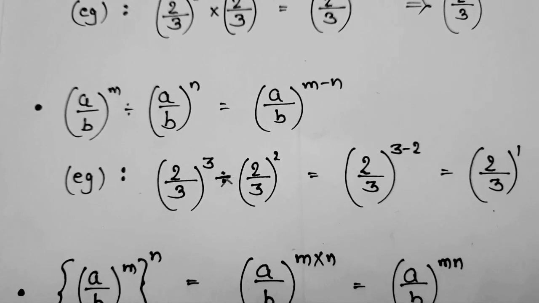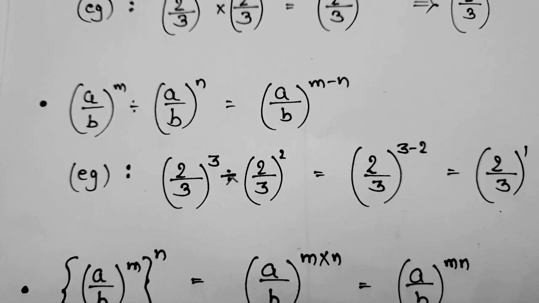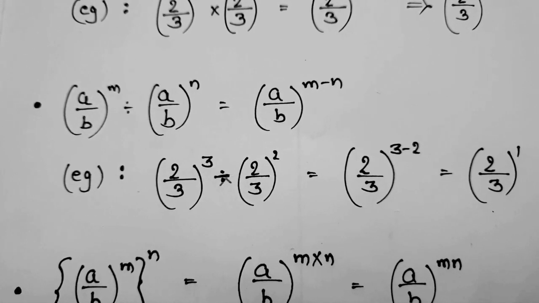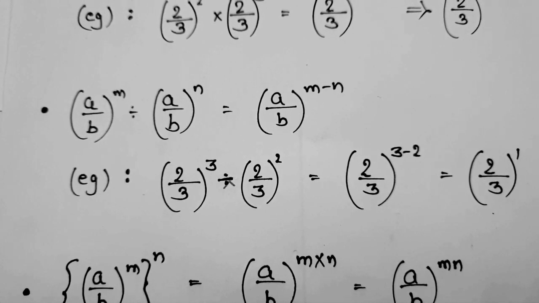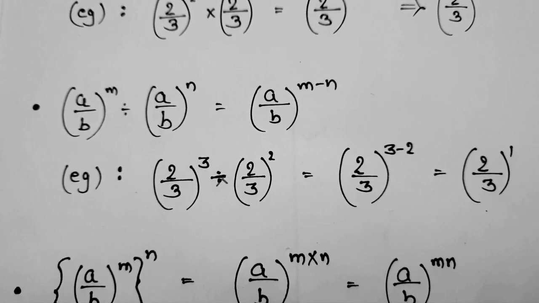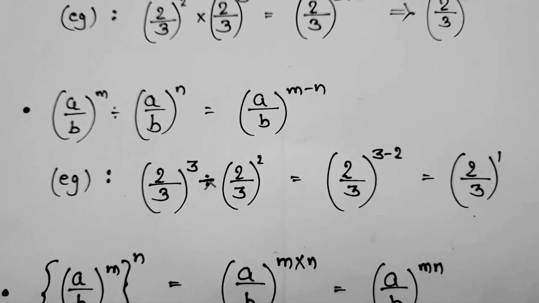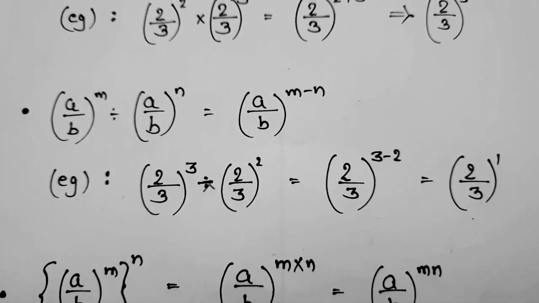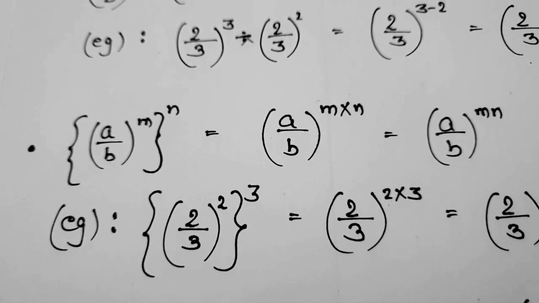Now let's move to example. (2/3)^3 divided by (2/3)^2. So we will take 2/3 as common because the bases are same. So it will be like (2/3)^(3-2). The answer will be (2/3)^1, and we can even say 2/3. Okay, let's move to rule number 3.